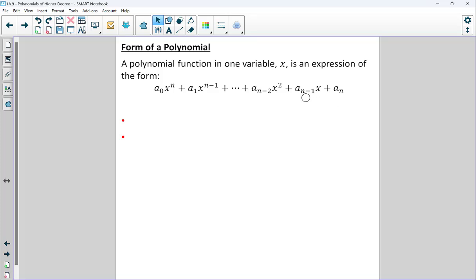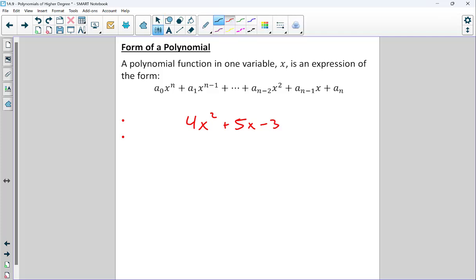Notice this says a sub n minus 1. That just means the term right before a sub n. So this is a sub n minus 1, a sub n minus 2, and so on and so forth until I get down to 0. Notice this n matches this n, because if this was, for instance, 4x squared plus 5x minus 3, that's a 3.